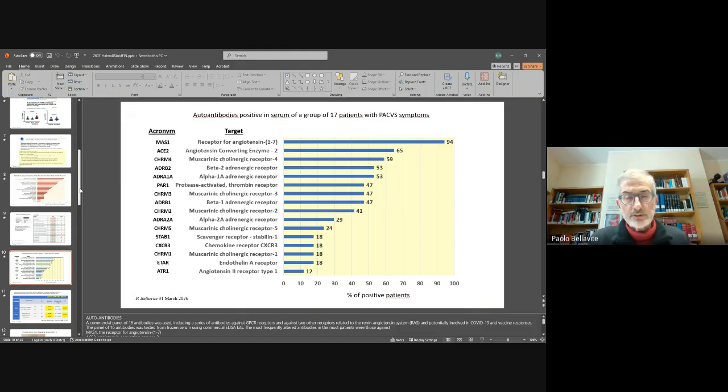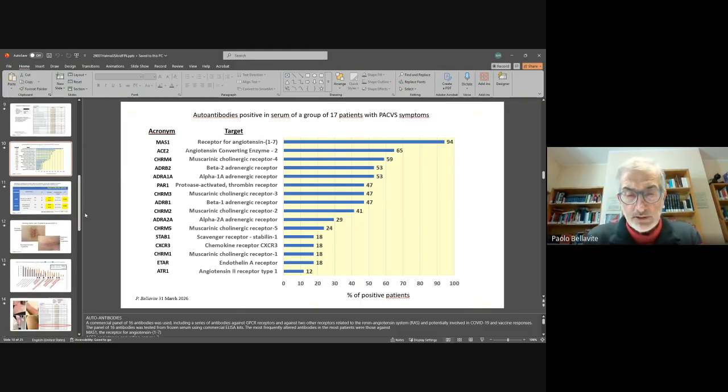The most frequently altered antibodies were those against MAS1, the receptor for angiotensin 1-7, ACE2, angiotensin converting enzyme 2, muscarinic cholinergic receptors, beta-2 adrenergic receptor, alpha-1 adrenergic receptor, and so on, as you see in this figure. Then the next one.